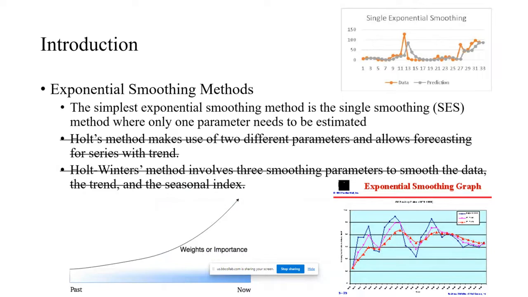Exponential smoothing. The simplest exponential smoothing method is the single smoothing method, SES, where only one parameter needs to be estimated. There are other exponential smoothing methods, but we won't cover them in this class. We will only cover the basic, the single smoothing method. If you understand that, then the other methods aren't much more difficult or complicated than the single smoothing method.